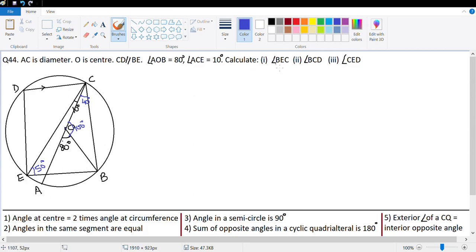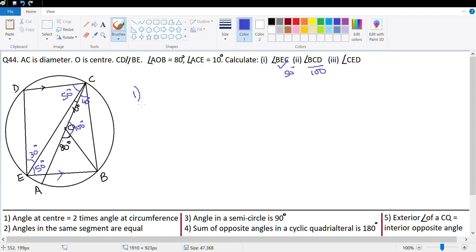Next, we just calculated BEC. Now BCD, I still need to find this angle. Since CD and BE are parallel, this angle will be equal to 50 degrees. This is alternate. BCD is 40 plus 10 plus 50, so this is 100. And CED, we need to calculate this. This total angle is 50 plus 100, which means this angle is 30, from the sum of opposite angles of a cyclic quadrilateral being 180.